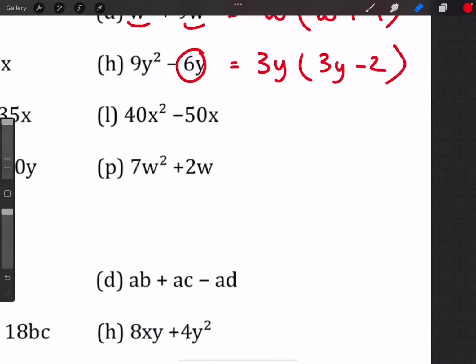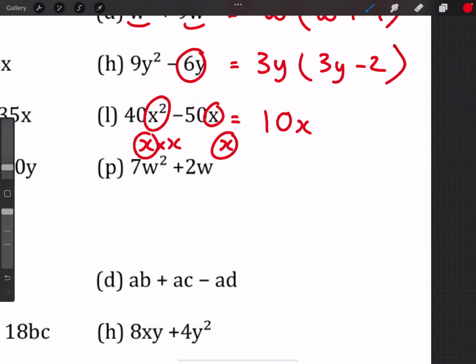Alright, next one, you got 40 and 50. Let's look at these two numbers. The highest common factor is 10. So we can put 10. Now let's look at the letters. You got x squared and x. What's the highest common factor of x squared and x? This one is x times x, and this is just x. We can take out one of the x's, put it outside here.